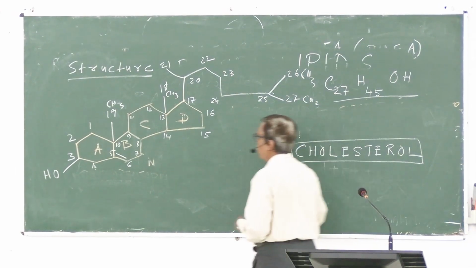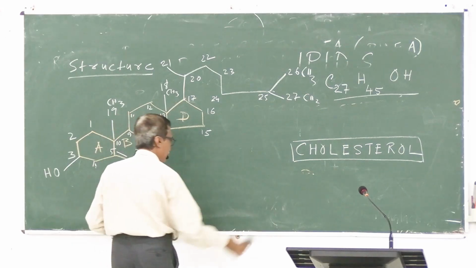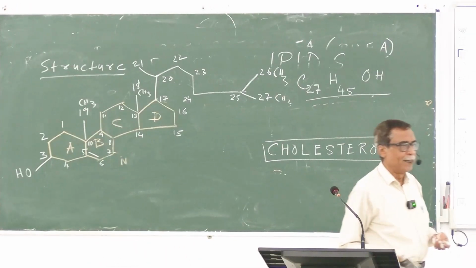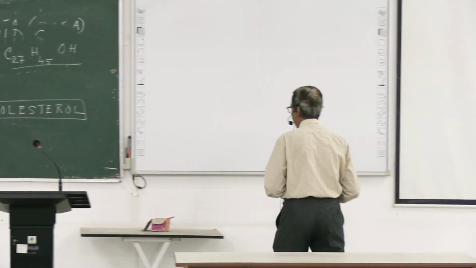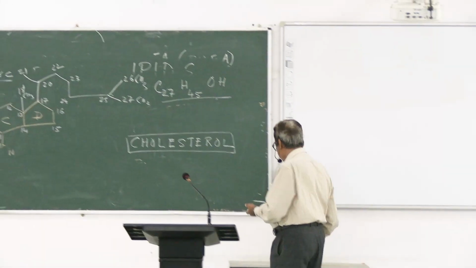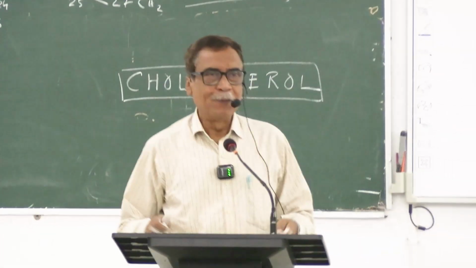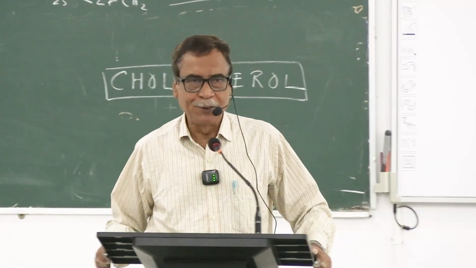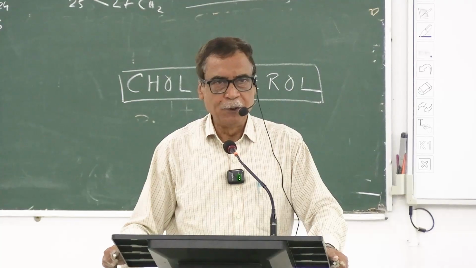All the animal plasma membrane contains cholesterol. It is not present in the plant, it is not present in the bacteria, it is present only in the animals. The counterpart of the cholesterol in plant is known as ergosterol. But cholesterol is mainly for animals, including human beings.